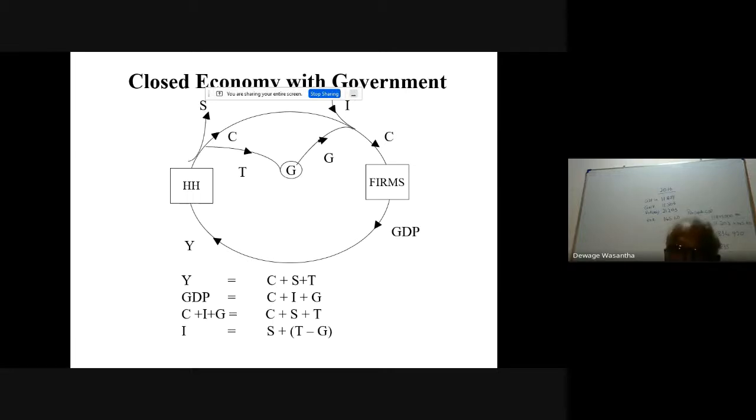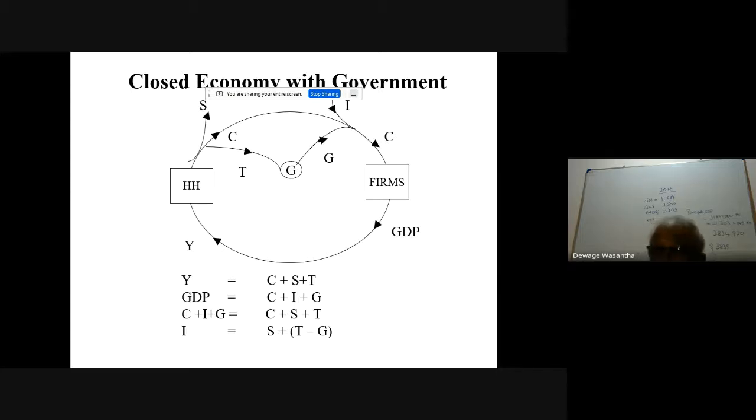Next one, closed economy with government. Now we have another party. GDP equals income. Let's say household income equals what? Households consume. Households pay taxes, T, to the government. Then the balance is saved, if there is a balance.